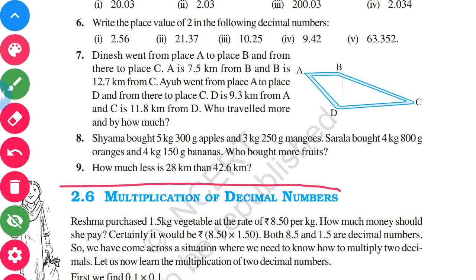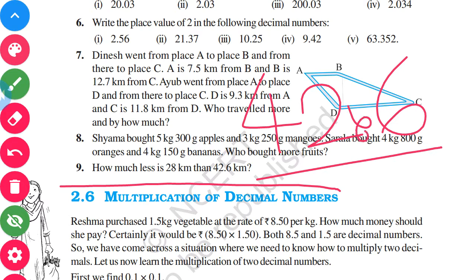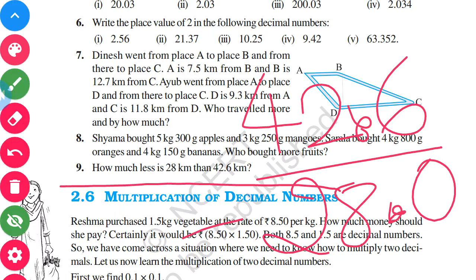Last one. How much less is 28 kilometers than 42.6 kilometers? Okay. So here you need to subtract actually, children. So how we're going to subtract is 42.6. Okay. This is in terms of decimal. So here it is 28, and if there is nothing, we consider it as 0. Okay. As a decimal.